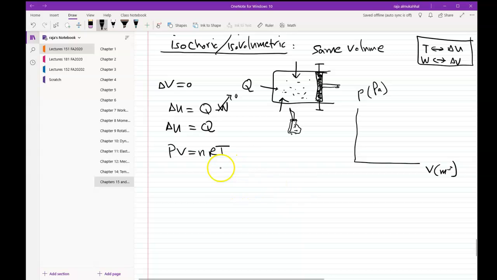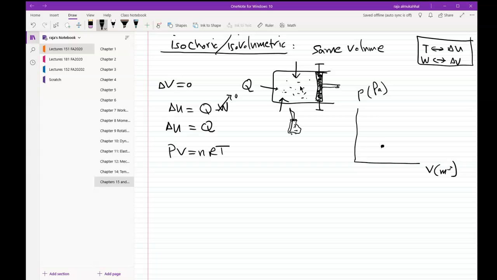So T has increased in the isochoric process. Volume, there's no change in volume. Remember, this is V, not delta V. Delta V is 0, but V is some value, okay? I mean, there is a volume right here. Look at that pressure cooker inside. There is a volume here. So I'm starting at some volume right here, okay?